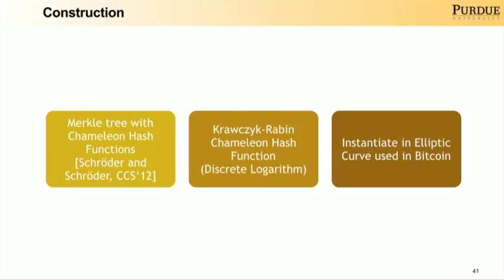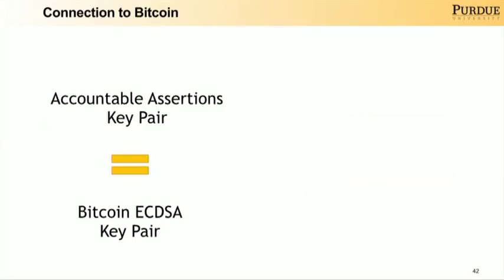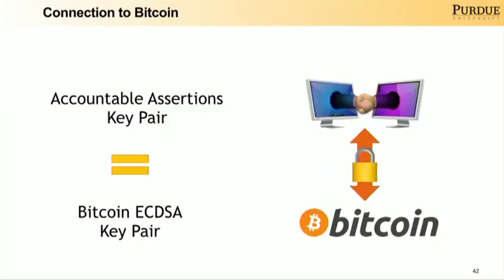In particular, we were able to use Merkle trees and chameleon hash functions, and the combination of that, and associate that with the elliptic curve that is used on Bitcoin to get our construction. What we achieve using that is basically, once we use the key pair in these accountable assertions to be the same as the key pair that I use in Bitcoin, then it's possible to actually create contracts where any equivocation will lead to loss of Bitcoin.